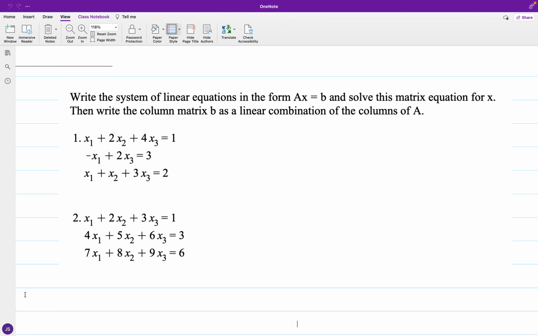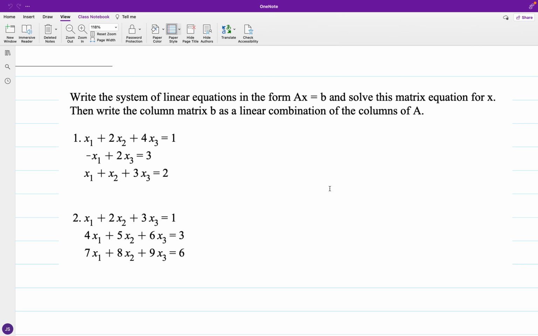And for the first problem, we're looking at a system of equations in the variable terms x1, x2, x3. For this first system, we have x1 plus 2x2 plus 4x3 is equal to 1. Then we have the negative of x1 plus 2 times x3 is equal to 3. And also we have x1 plus x2 plus 3 times x3 is equal to 2. So there are two parts here we're looking at solving.